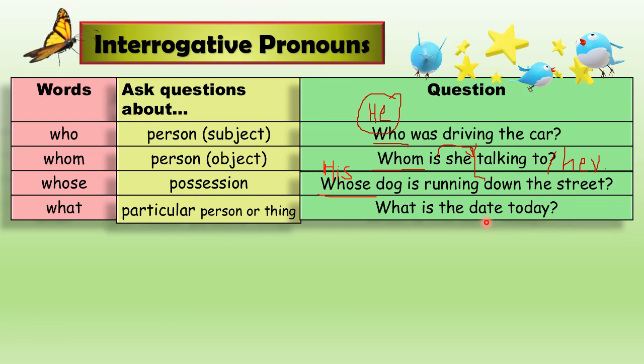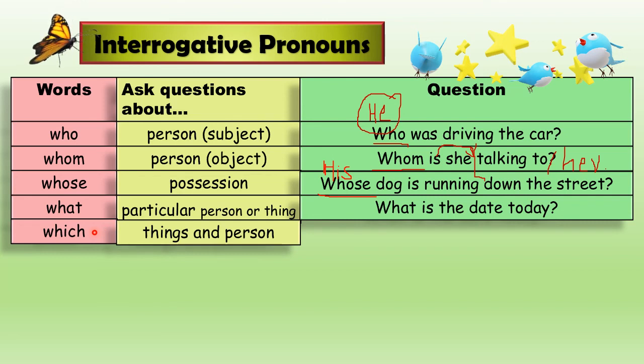What are you doing? We are asking about a particular thing. In this case, we are asking particularly about the date. And when I am asking what are you doing, that means I want to know what you are doing, what particularly you are doing at this time. Is it clear, children? Now see next.